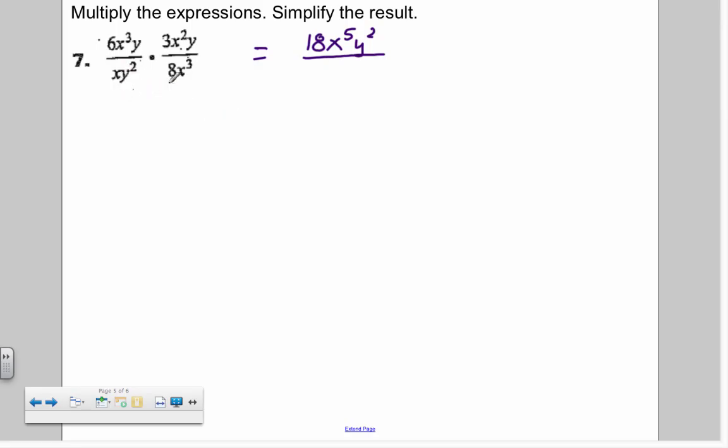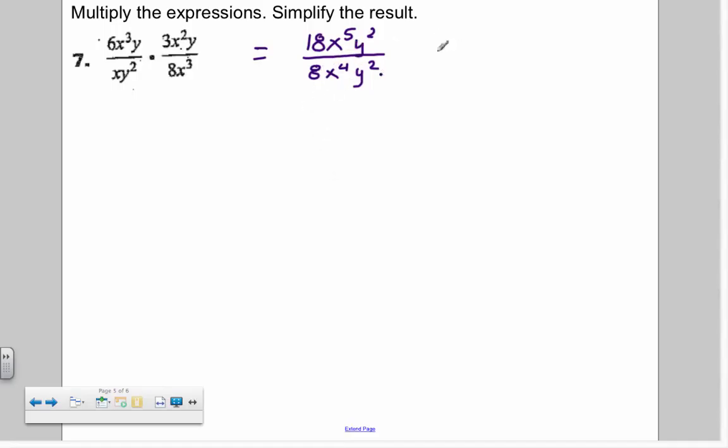On the bottom, if I multiply here, well, I really technically have a 1 here. 8 times 1 is still 8. X times x cubed, add my exponents, that's x to the fourth. And then y squared, there is no other y, so it just stays y squared. Then I can go ahead and simplify the result.